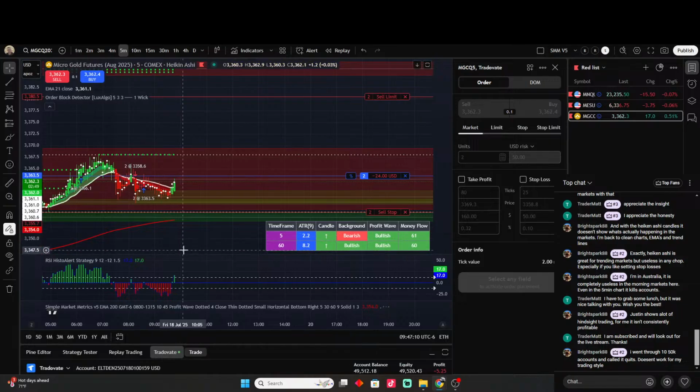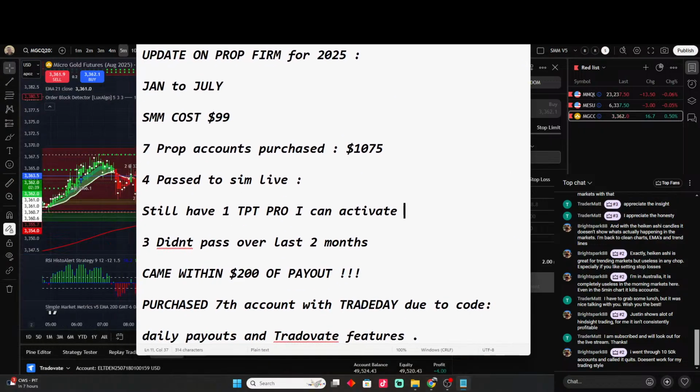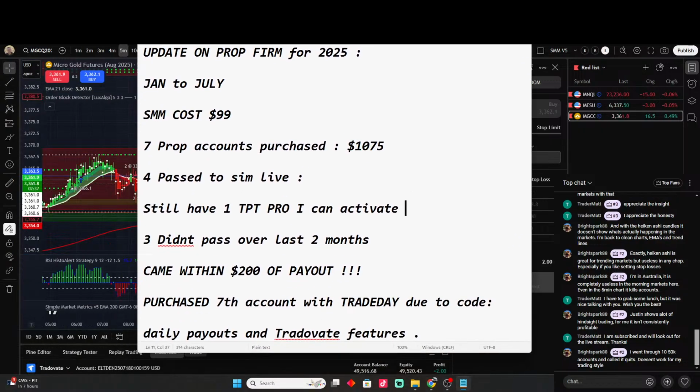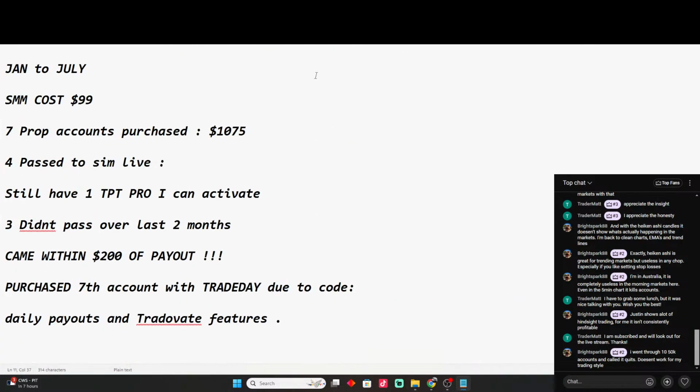But I've been through, well, okay, speaking of that, I don't know if you saw this earlier, but here's where I'm at for the year, guys. I'm going to show you where I'm at for the year. Now you tell me. I did the same thing. Here's the thing. I was really consistent with how I traded. I used the same information for how I traded. And look where we are. January to July, SMM cost $99.